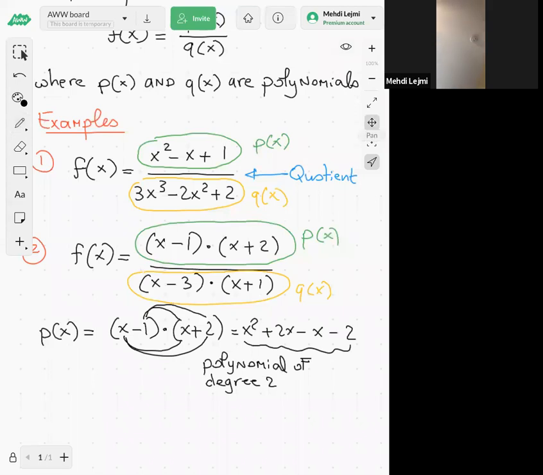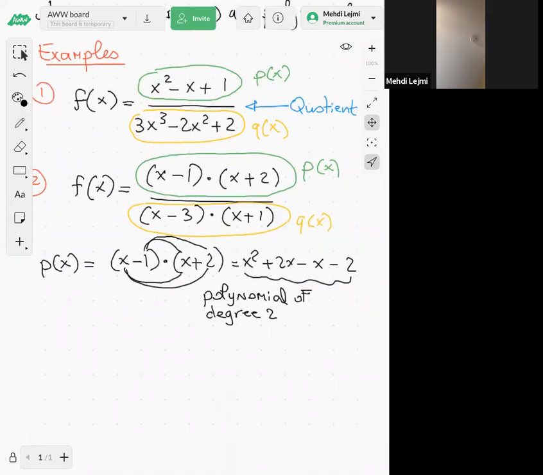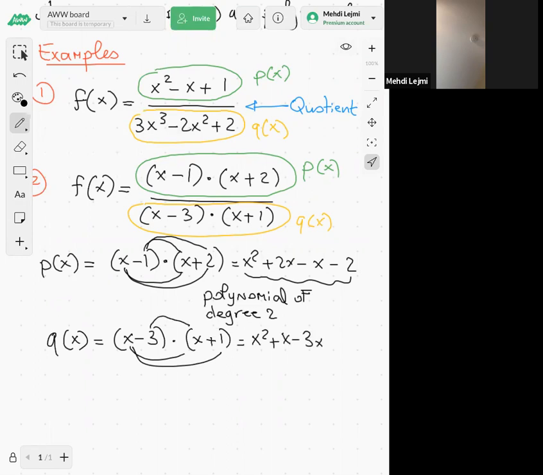So if you distribute q of x, which is x minus 3 times x plus 1, you get x squared, x times 1 plus x, minus 3 times x, that's minus 3x, and minus 3 times 1, that's negative 3. So again, this is also a polynomial of degree 2.